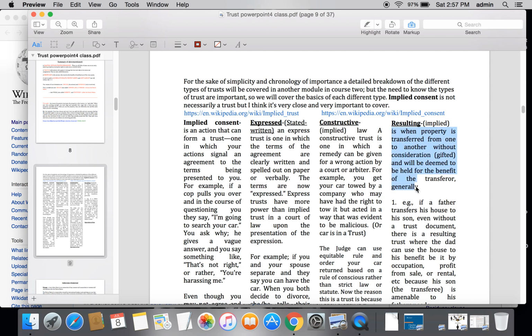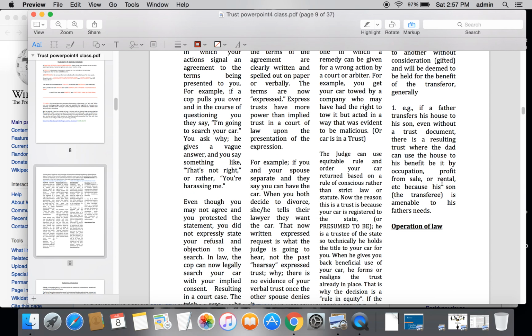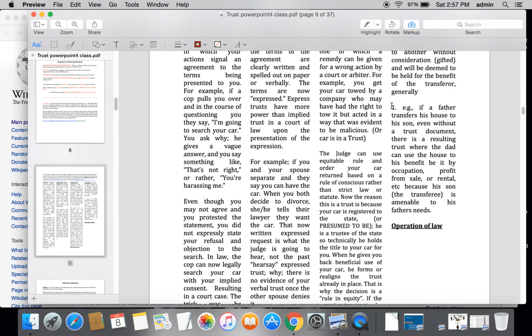Again, it is when property is transferred from one to another without consideration and will be deemed to be held for the benefit of the transferor, generally. All right. So let's make this simple. If a father transfers his house to his son, even without a trust document, okay, that is a resulting trust.